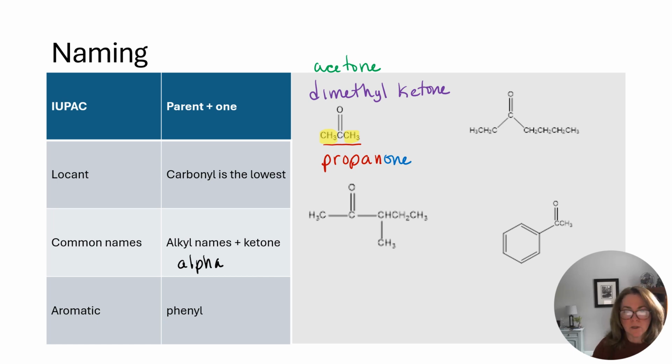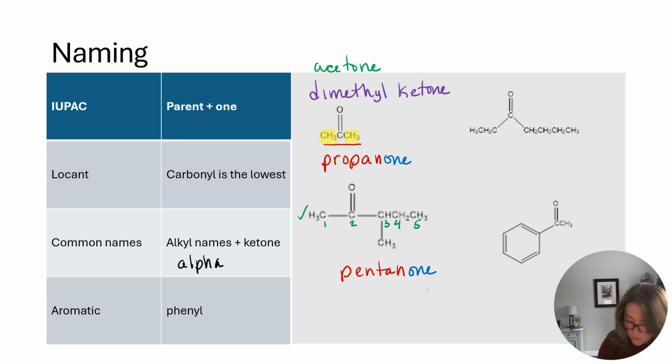Okay, let's go to my next one down. So we're going to go to this guy right here. I'm going to go ahead and start my numbering, remembering that carbonyl has to be on the lowest locant. 1, 2, 3, 4, 5. Okay, so this is going to be my longest chain, 5 carbons, and that ketone, that carbonyl, I should say, is on carbon number 2. So this is a pent, changing that ending to -one.